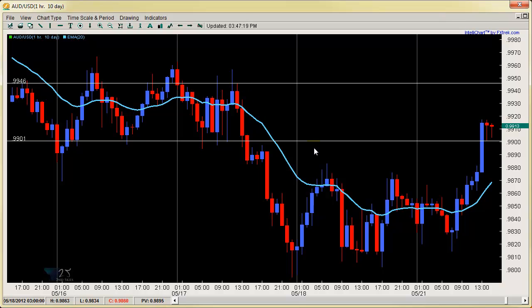Being that it's a 46 or 45 pip target, I generally like to have a 2 to 1 on this. So that means I can only have about a 22, 23 pip stop on here. And that puts me right about, let me show you, just below this here. So I have a stop just below this here.